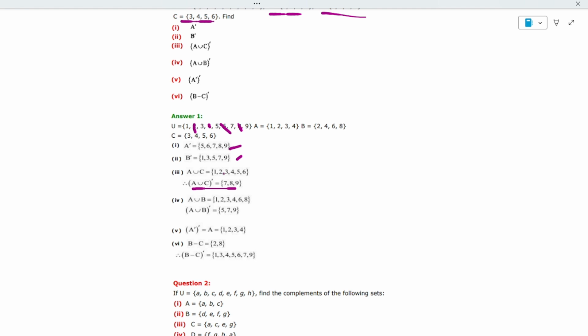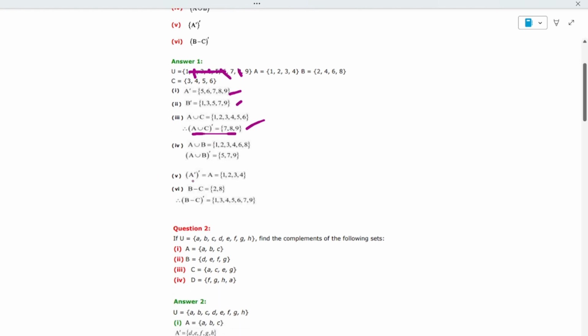A union C whole complement means you have to remove 1 to 6 from here. It will be only 7, 8, 9 remaining. Next, you have to do A union B whole complement. The same way you did A union C, you have to do here. Here you should do A complement whole complement.